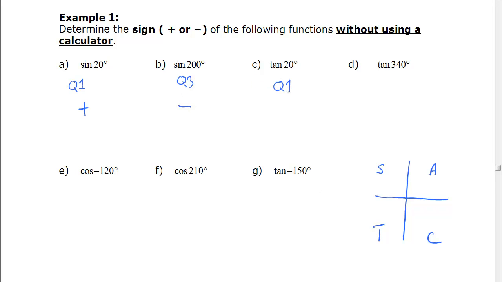Tan in quadrant 1, 20 is in quadrant 1, so that's positive. 343 is quadrant 4, so that's negative. Quadrant 4, only cosine is positive.